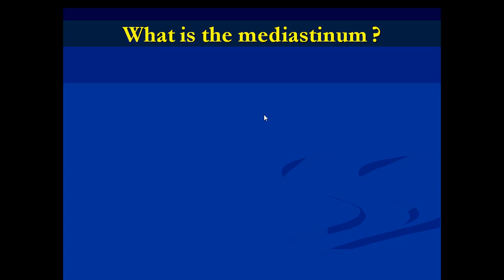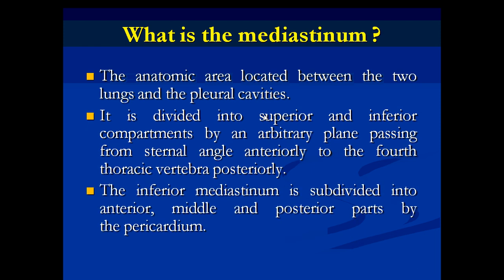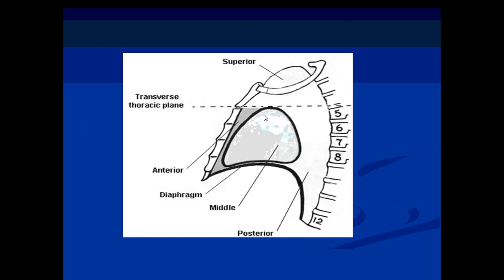What's the mediastinum? The mediastinum is the anatomic area located between the two lungs and the pleural cavities. It's divided into superior and inferior compartments by an arbitrary plane passing from the sternal angle anteriorly to the fourth thoracic vertebra posteriorly. The inferior mediastinum is subdivided into anterior, middle, and posterior parts by the pericardium and its contents.